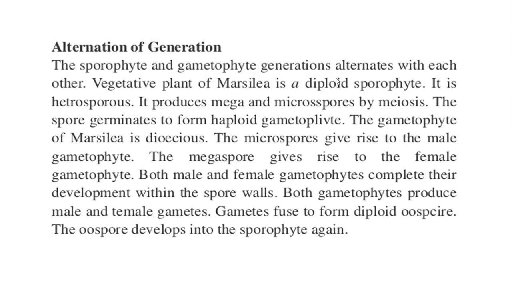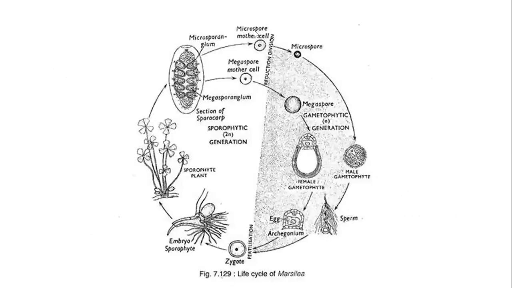Now, alternation of generation. Sporophyte and gametophyte alternate with each other. The vegetative plant is a diploid sporophyte, and it is heterosporous, developing megaspores and microspores. The spores germinate and form the haploid gametophyte. The gametophyte is dioecious, that is, the male and the female are separate from one another. Microspores give rise to the male gametophyte, and the megaspore gives rise to the female gametophyte. Both gametophytes develop gametes, which fuse and form the diploid sporophyte again. So this is the life cycle.